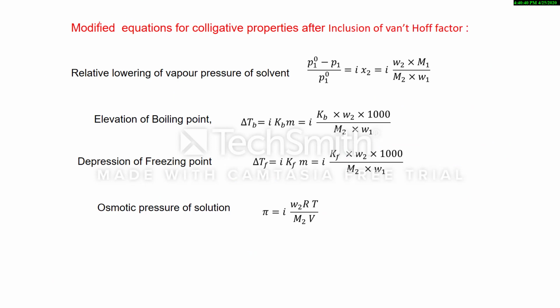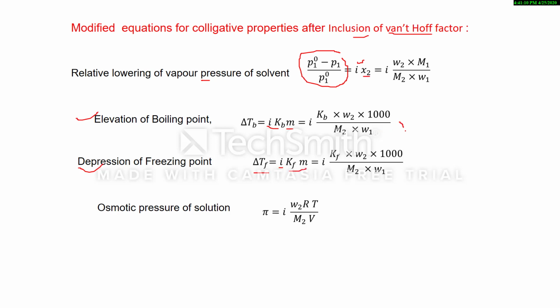Now, modified equation for colligative properties after inclusion of Van 't Hoff factor. For relative lowering of vapor pressure, which is equal to x2, but when association or dissociation is taking place, this is multiplied by i. In the same way, elevation of boiling point, delta Tb is equal to i Kb m. Depression of freezing point, delta Tf is equal to i Kf m.